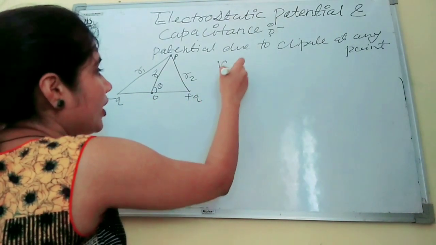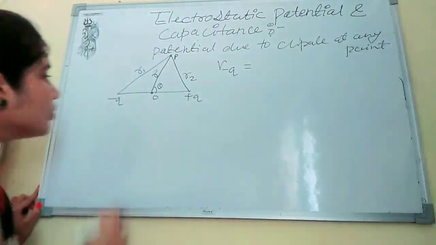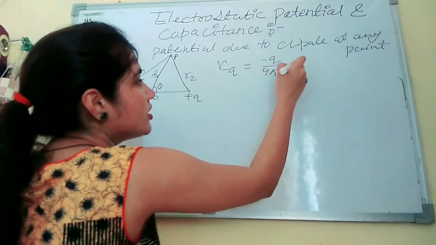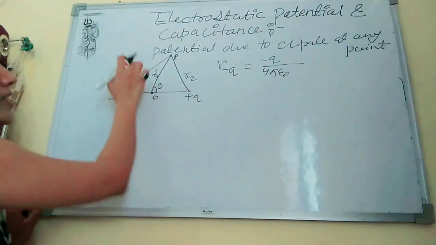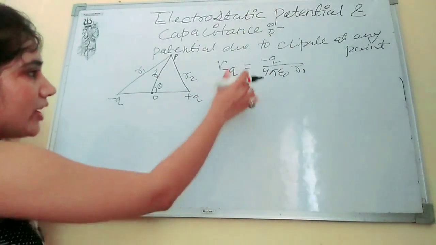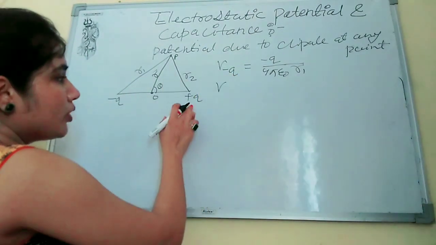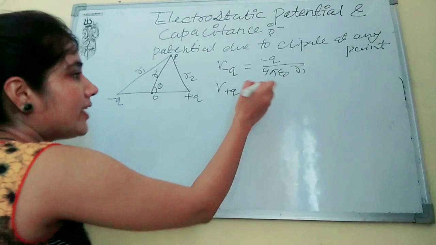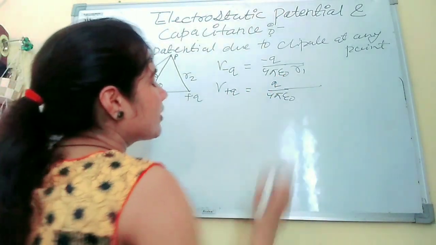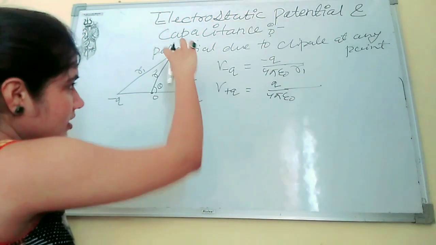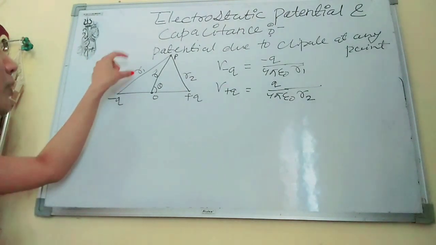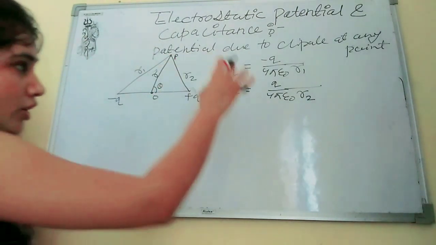So the potential at point P because of minus Q will be minus Q upon 4 pi epsilon naught, and the distance is r1. We simply take r1 from the formula, right? Now the potential because of positive Q will be Q upon 4 pi epsilon naught, and the distance is r2. Now we have to find the expression for these distances, right?